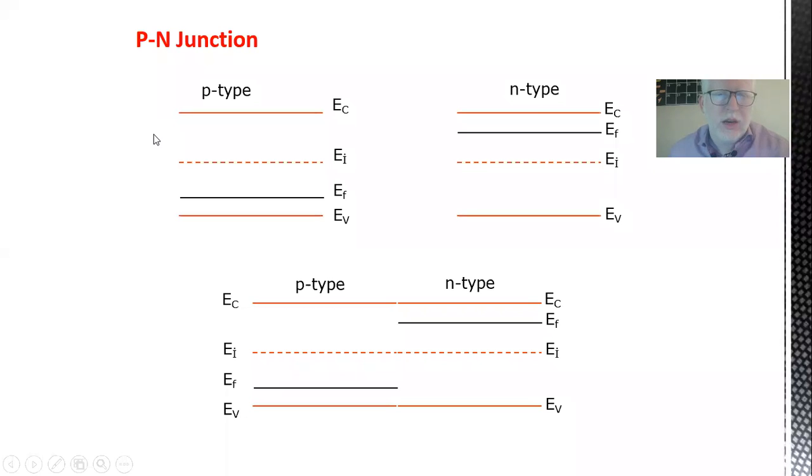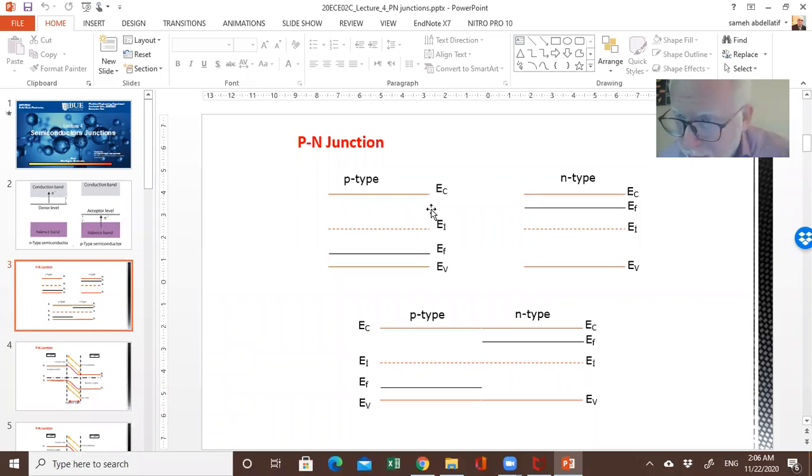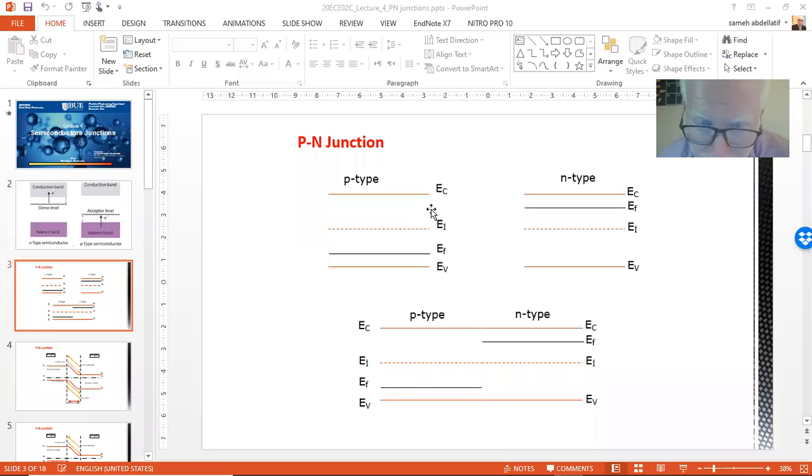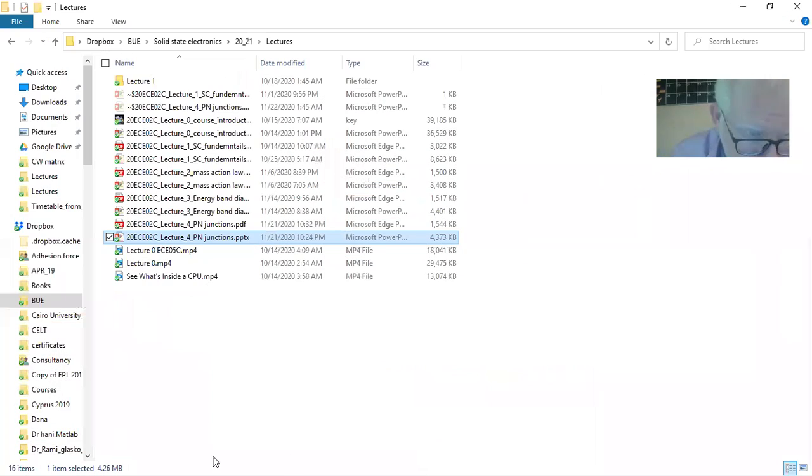But I will disable my presentation. Again, we still have our laser pointer, that's perfect. And then I will go to my previous lecture. For example, I will start to open lecture number, I think lecture number 2. Let me check.